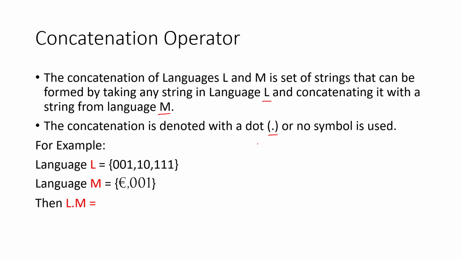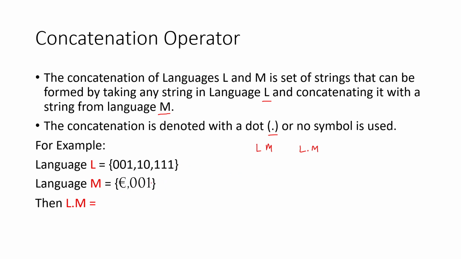For example, let's say we have language L and language M. We can write it like this, LM, where we don't write any symbol, or we can write it like this, L dot M. So we have two languages over here. In L we have 001, 10 and 111. In language M we have epsilon and 001. So how do you do concatenation? Basically what you're doing is combining the strings, that is, writing them one after the other like this.